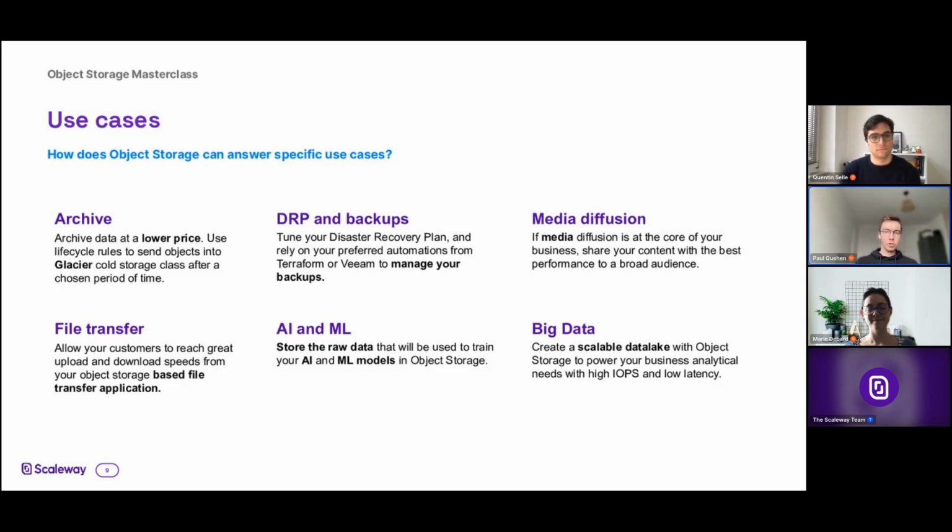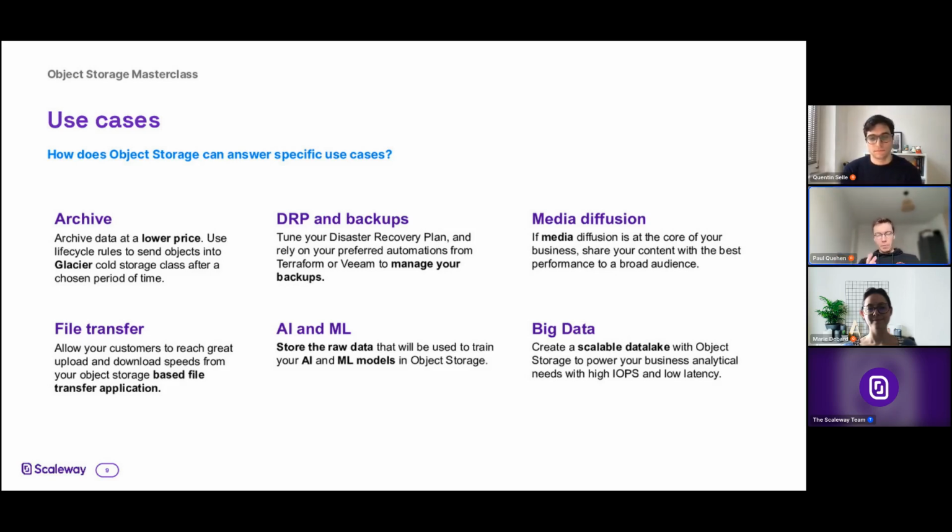On the other hand, you can use object storage when you want to share content, such as videos, images, for example, to a broad audience. And this is called media diffusion. Mainly related, but with another use case, you can share all types of files by using object storage, like a file transfer tool, such as WeTransfer, for example.